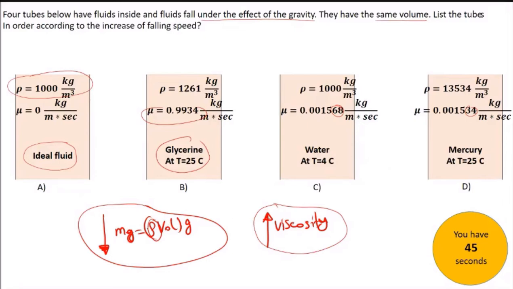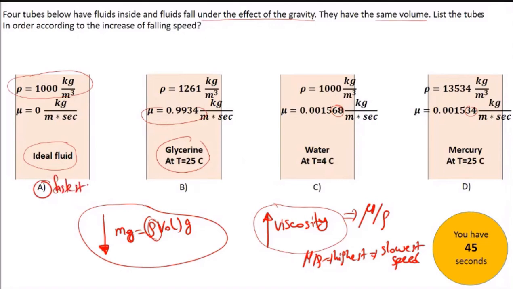Therefore, the value of viscosity alone is not important, and the value of the density alone is not important. The ratio of them is important, mu by rho. Let me write it, mu by rho. The highest value means the slowest speed. In our case, mu by rho for the ideal fluid is 0, which means that it is the fastest. Mu by rho for glycerin is the maximum among them, therefore this one is the slowest.